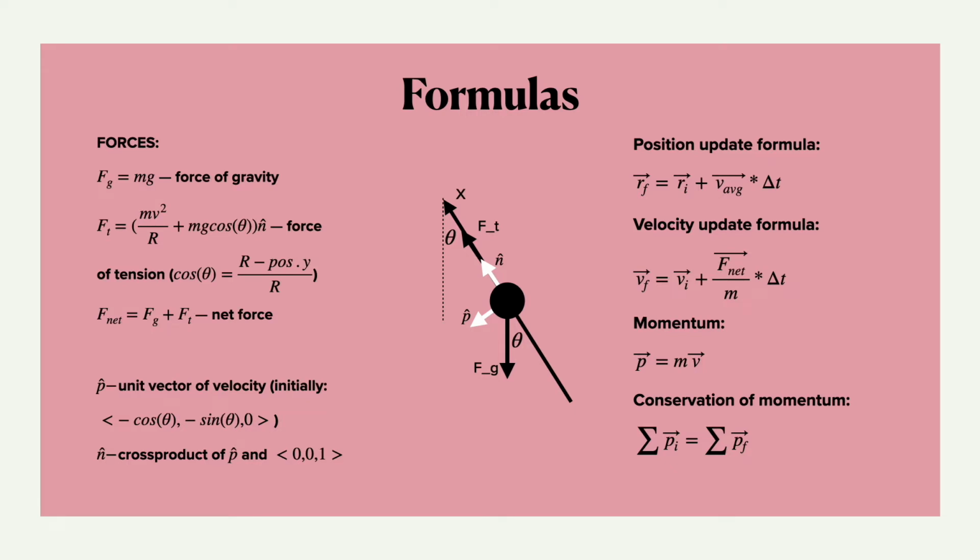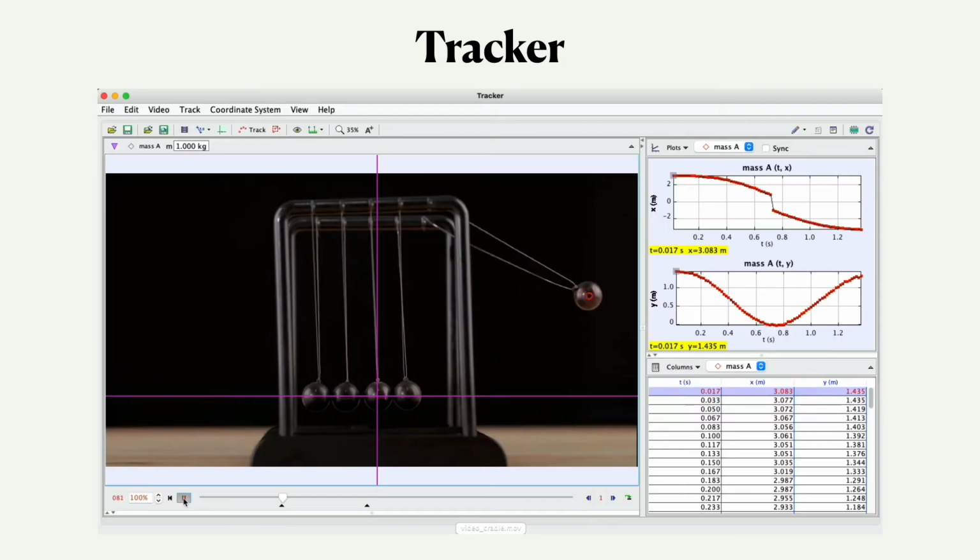Knowing the net force, we can implement velocity update and position update formulas for creating a computational model. We will also need the momentum formula, which equals mass multiplied by velocity. By the conservation of momentum principle, the sum of final momentum should equal the sum of initial momentum.